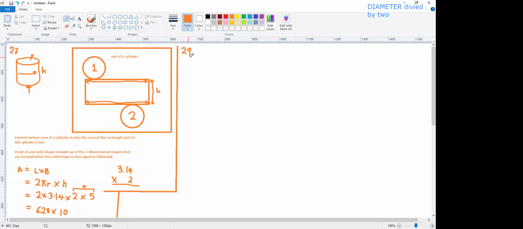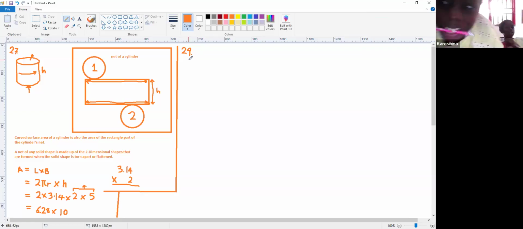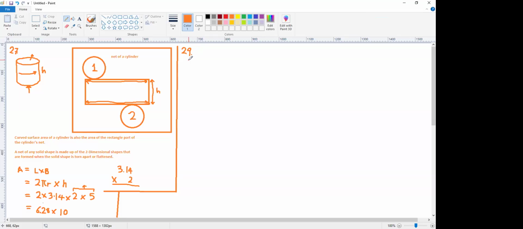So number 29 says 5 over 6 of a certain number. Now, I think I've told you about this before. Whenever they say a certain number, what are we supposed to do? Who can tell me? Favour, anyone? Whenever you see a certain number in a question, what are you supposed to do?